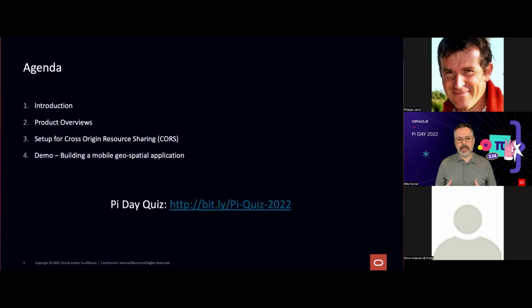So I'm going to give a quick introduction to what we're going to be doing, and then I'll talk about the different products that we'll be using. So we're going to be using Oracle Analytics Cloud and Oracle Visual Builder. And then most of the session is going to be a live demo where I will build this mobile geospatial application using both of those products.